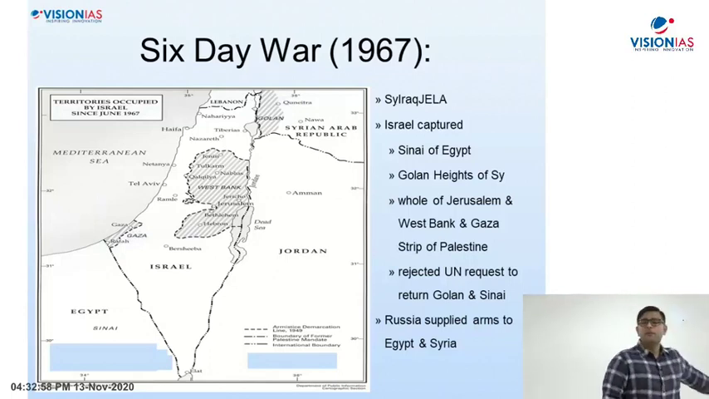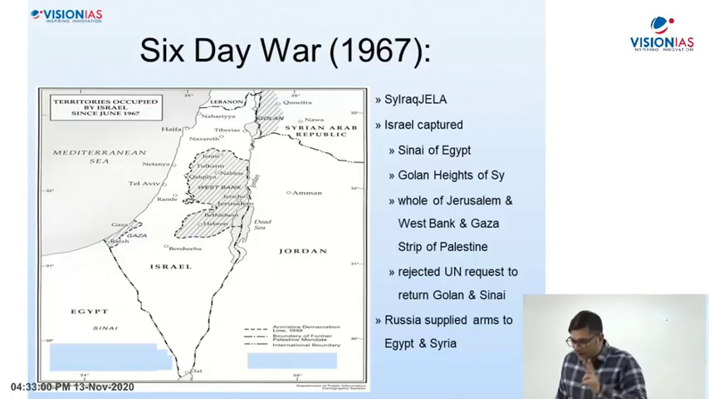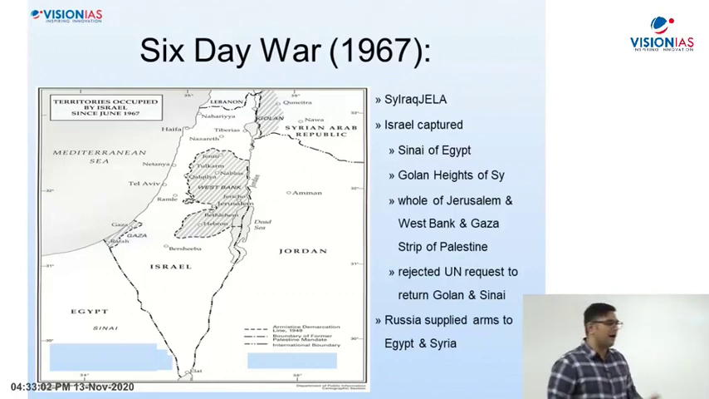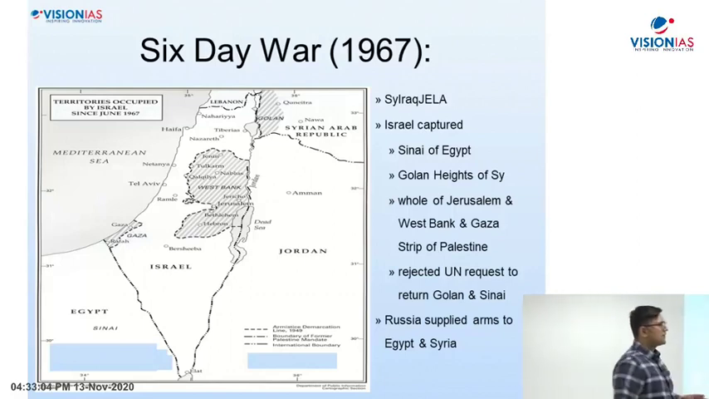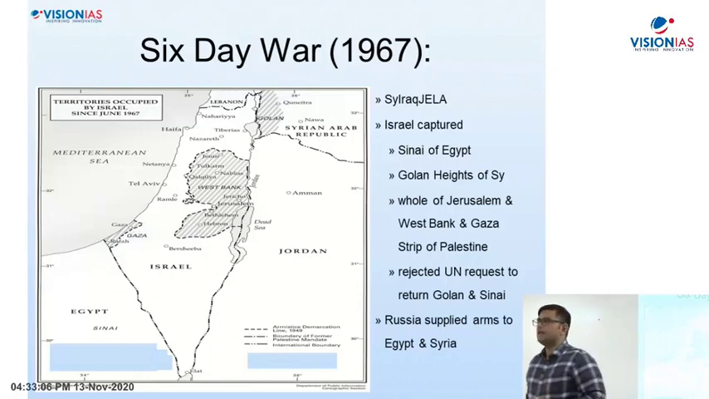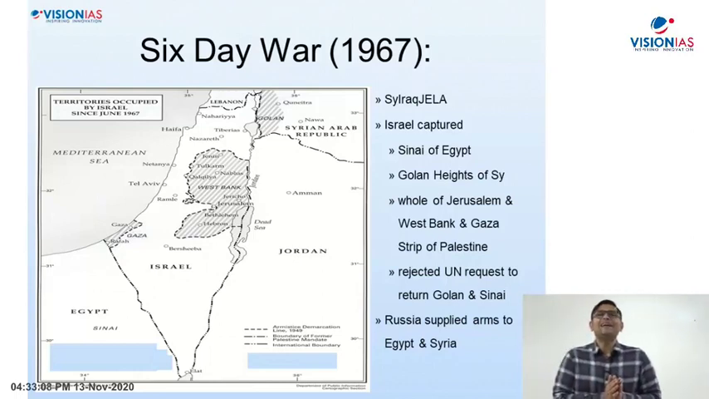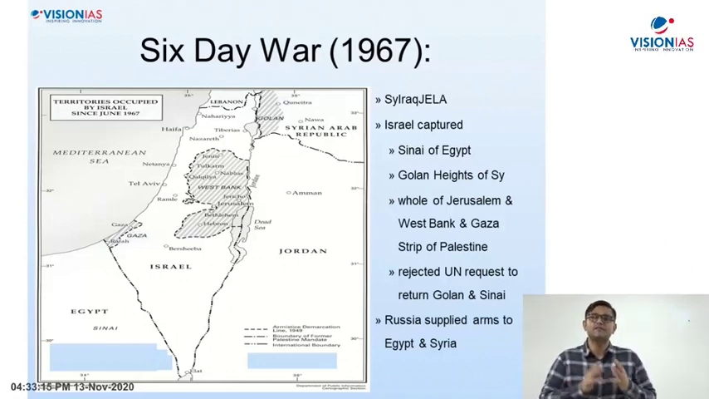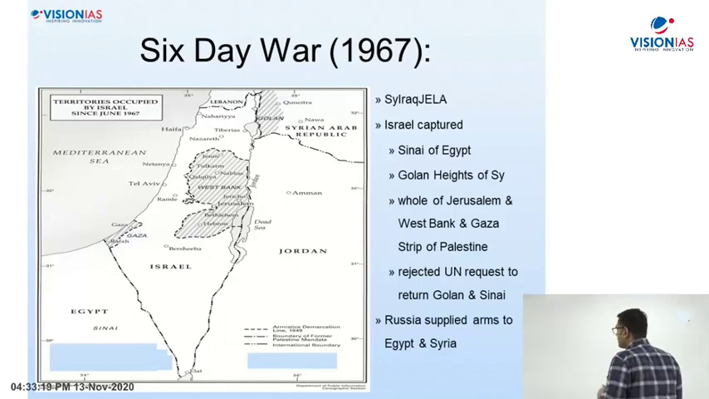This map is very important. This war is very important because in the present times, what is the core demand of the Palestinians? The core demand of the Palestinians is, we want to go back to pre-1967 status. They always talk about pre-1967 status. What is the pre-1967 status? The pre-1967 status is this.